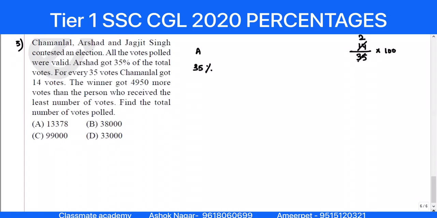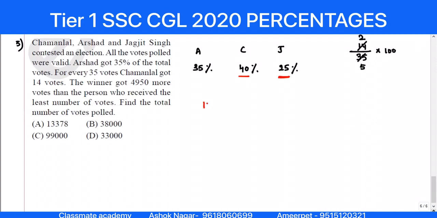7 2s are 14, 7 5s are 35. Therefore, Chamanlal got how much? 40% of votes. Remaining, who is there? Jagjit. Jagjit got 25% of votes. Understood? Now, the winner got 4950 more votes than the person who received the least number of votes. So, who is the winner? Chamanlal. Jagjit is the person receiving the least number of votes.